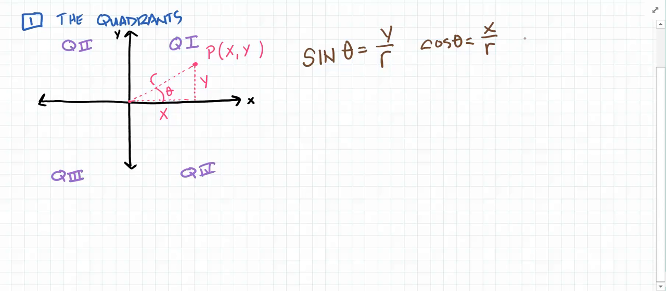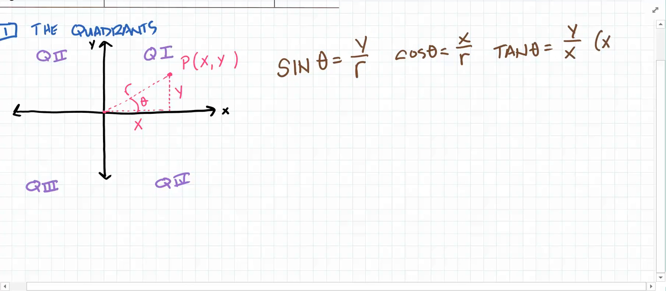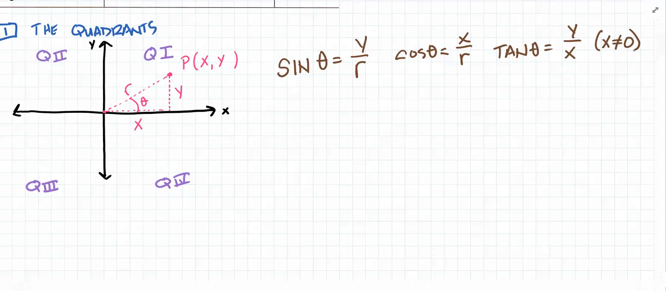What would the tangent of theta be? Yeah, the tangent would be y divided by x. But we have to make a stipulation here. We have to make sure that x is not equal to 0. Can you think of a location in the coordinate plane where the x value is 0? Where would it be? The y-axis, right? Any point on the y-axis, the x value will be 0.